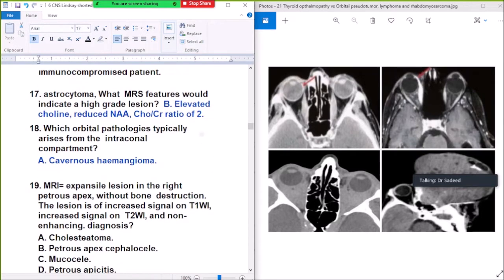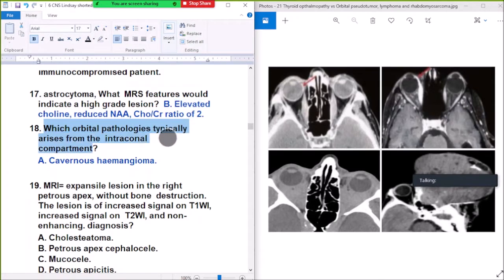Question number 17. With sarcoma, what MRS features will indicate a high-grade lesion? Elevated choline, reduced NAA, and a choline to creatine ratio of 2. This shows a high-grade lesion of sarcoma. Remember: elevated choline, reduced NAA, and a choline to creatine ratio of 2.